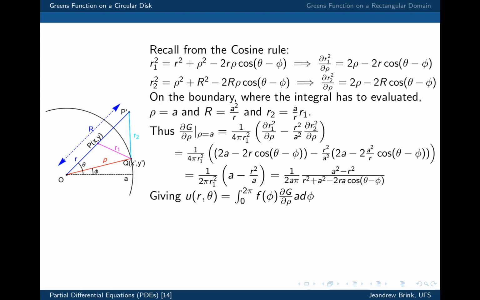Okay, so we're now left with the final answer, where u of r and theta is just the integral from 0 to 2 pi of f of phi times dg d rho times a d phi, where dg d rho is equal to this little beast. And the a cancels that a, and there we are, which is exactly the same solution as you got from Cauchy's theorem.